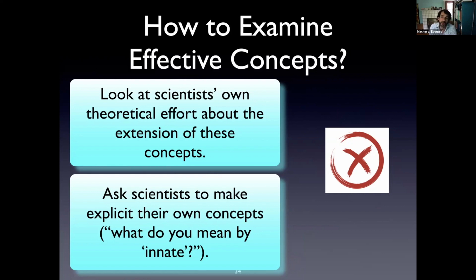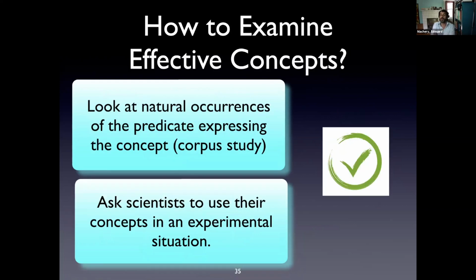Nor is it very useful to ask direct questions, like, what do you mean by innate, right? To do interviews about the concept of innateness. You're only going to get them to reflect on what they mean, and you're only going to get access to the content of their explicit concept of innateness. A better solution is to do one of the following two things. You can look at natural occurrences of the predicate expressing the concept. You can do, namely, a corpus study. That's one thing you could do.